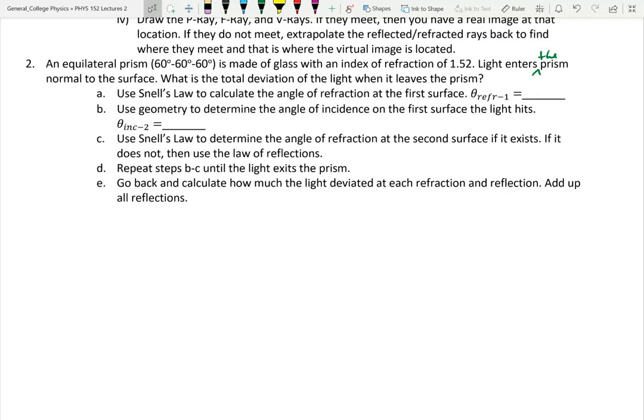So our instructions are to use Snell's law to calculate the angle of refraction at the first surface, then use geometry to calculate the angle of incidence on the second surface the light hits. I'm going to change those words and upload this again. Then use Snell's law to determine the angle of refraction at the second surface if it exists. If you have total internal reflection, you'll get no result. You'll get an error from your calculator, and that tells you, oh, total internal reflection. And if it reflects, well, then you keep going.